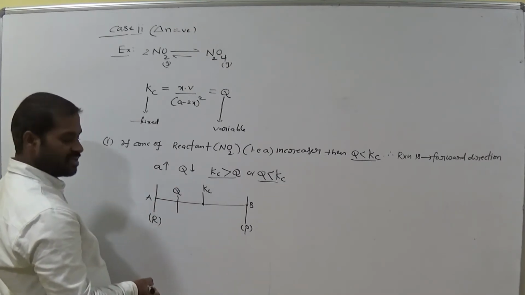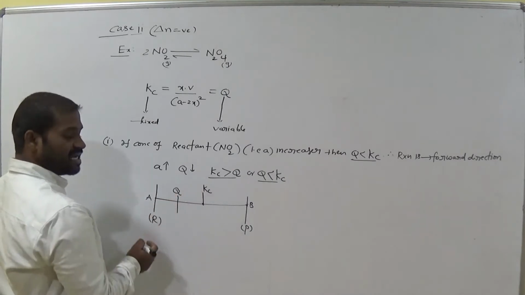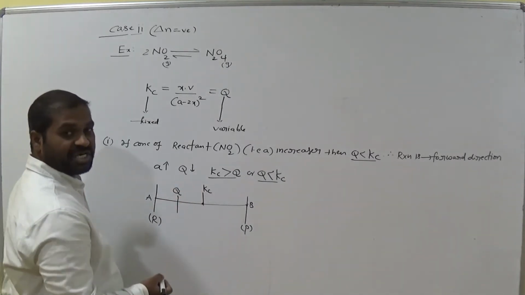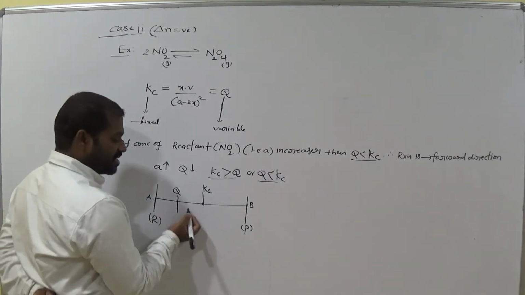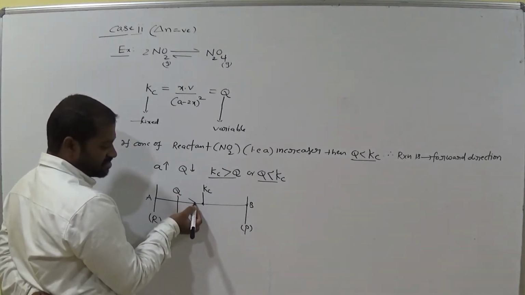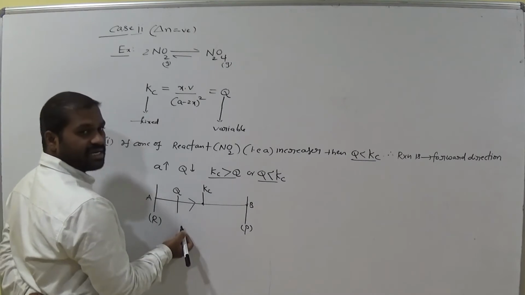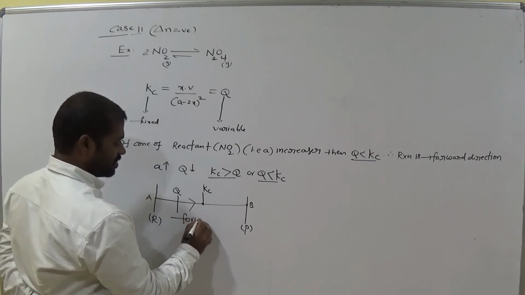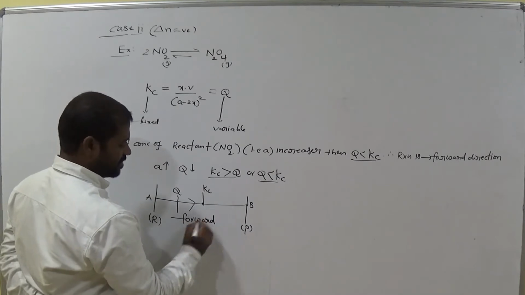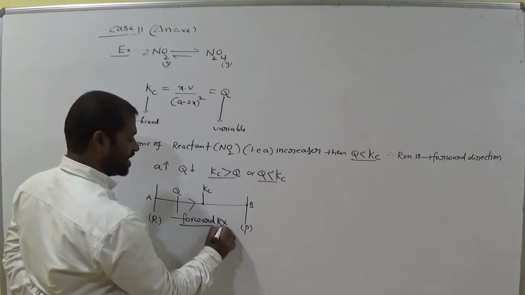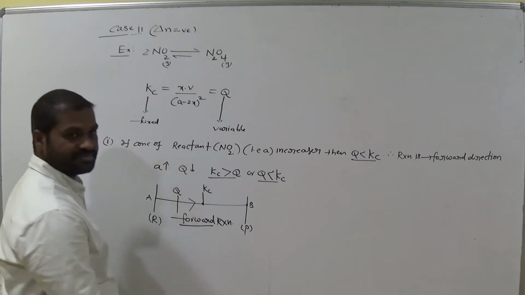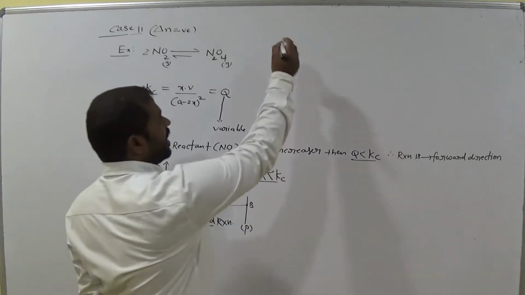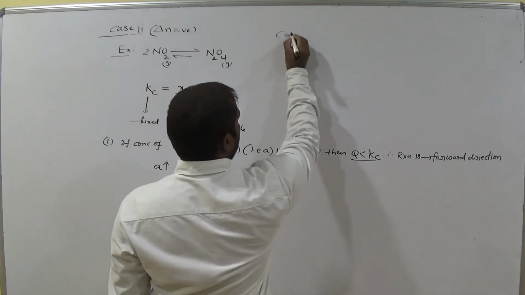Am I right? So Q is less than Kc. Now this is the equilibrium position. Q tries to reach this stability, so in which direction does it move? In the forward direction. So the forward reaction takes place. Am I right, clearly? This is case 1.